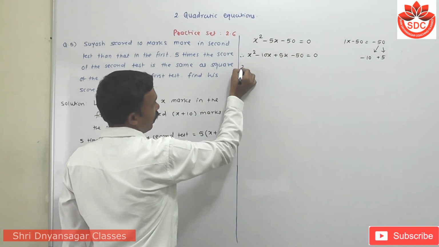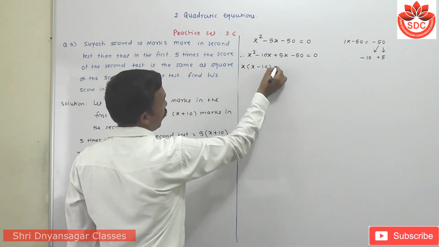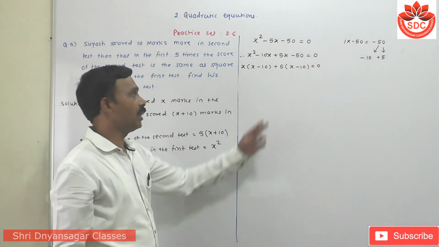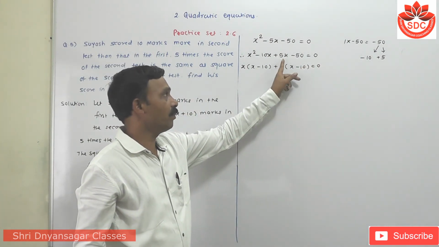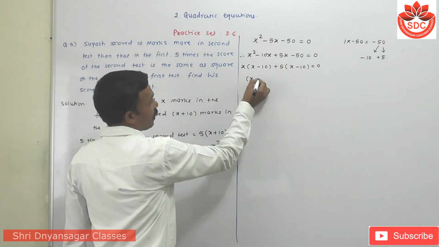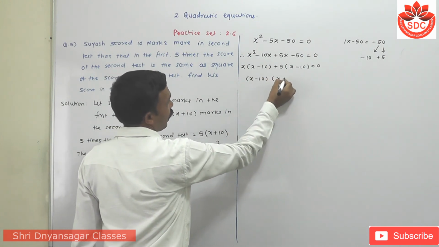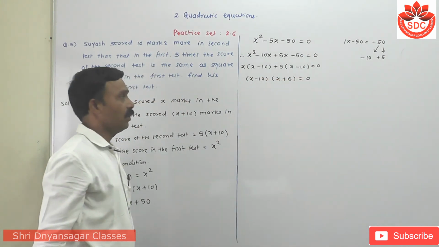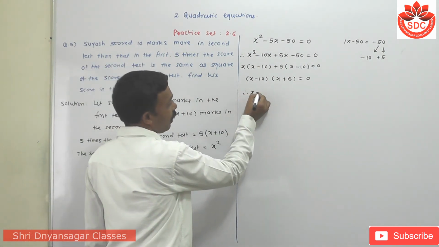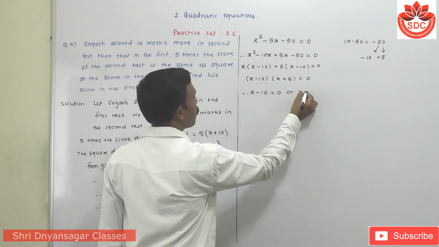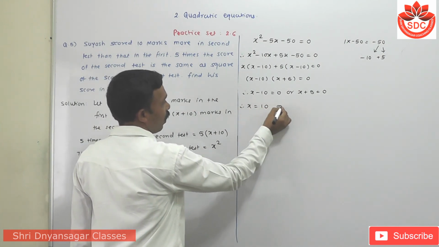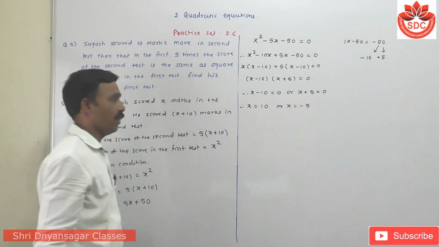Make groups of two terms. Here take x common: x minus 10, remaining here is 5 in bracket also x minus 10, is equal to 0. When we multiply, we get plus 5x minus 50. Then take the common bracket x minus 10, the other values in another bracket, is equal to 0. We know that if the product of two terms is 0, then at least one of them must be 0. Means x minus 10 is equal to 0 or x plus 5 is equal to 0. Then x is equal to 10 or x is equal to minus 5.